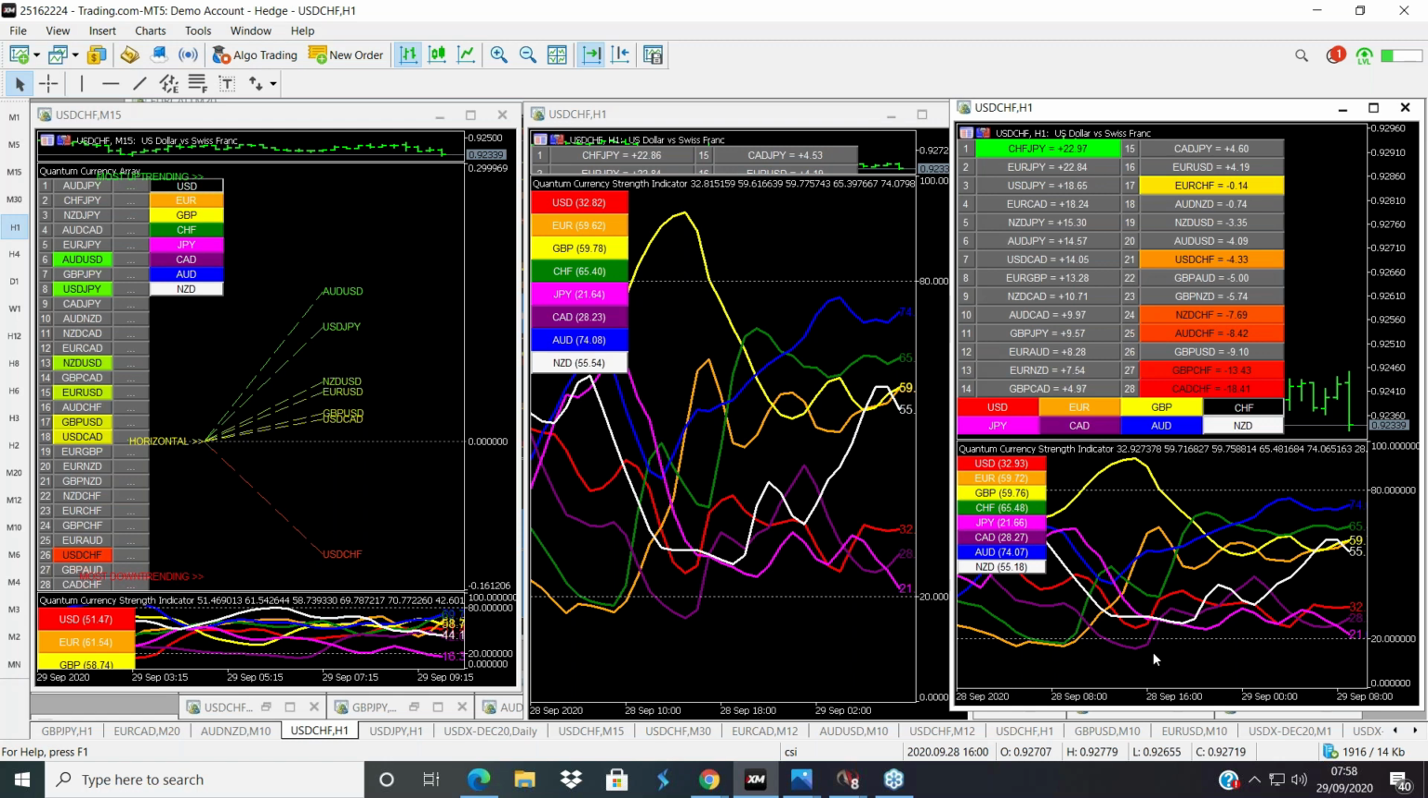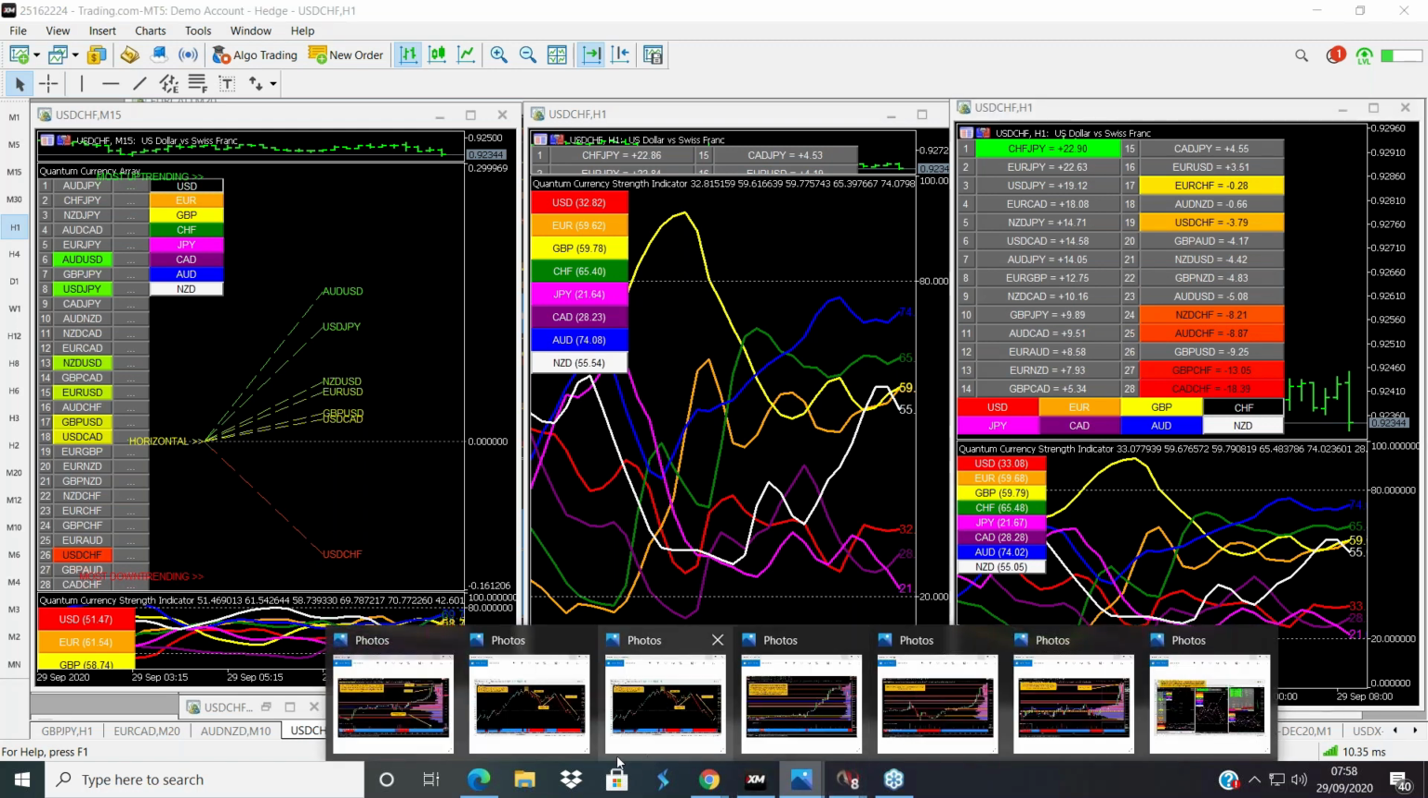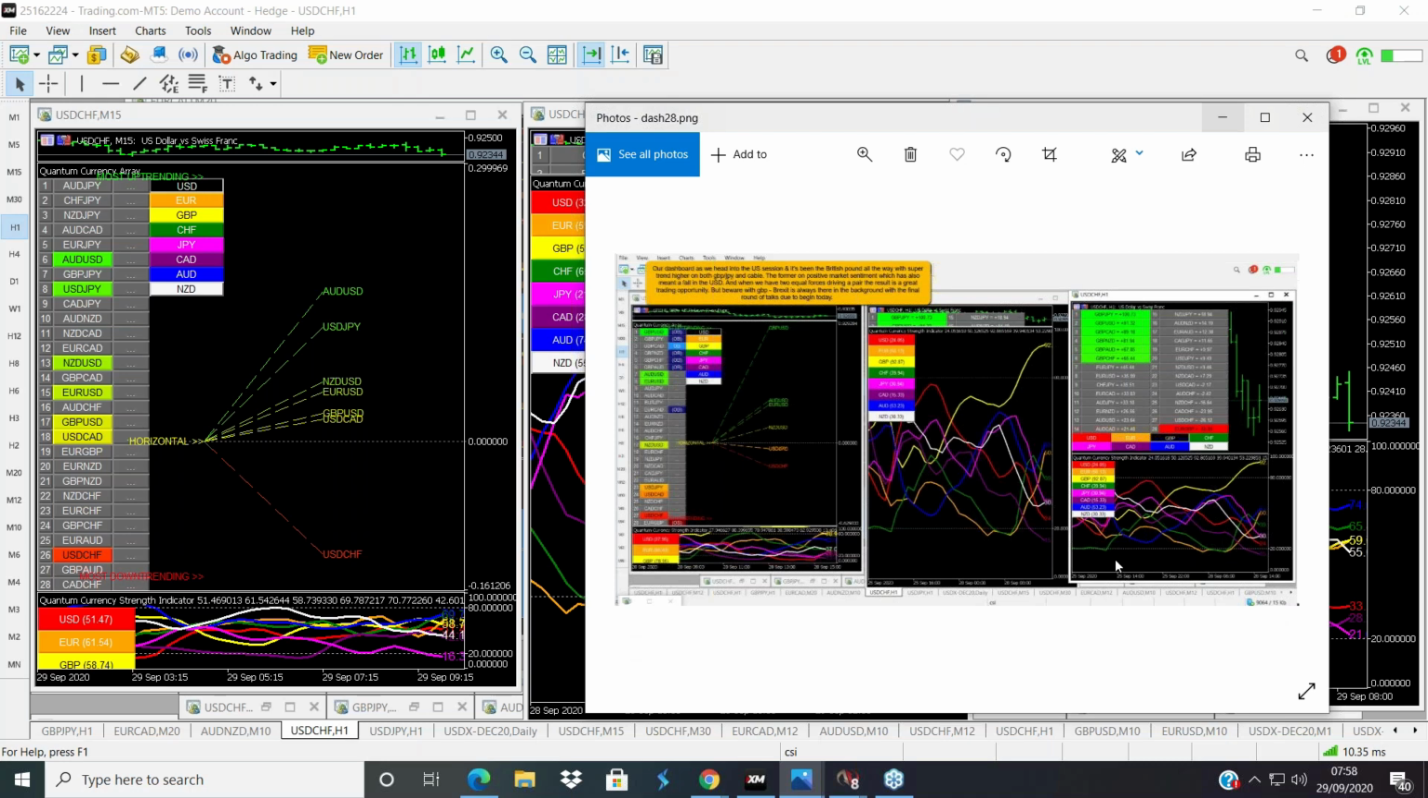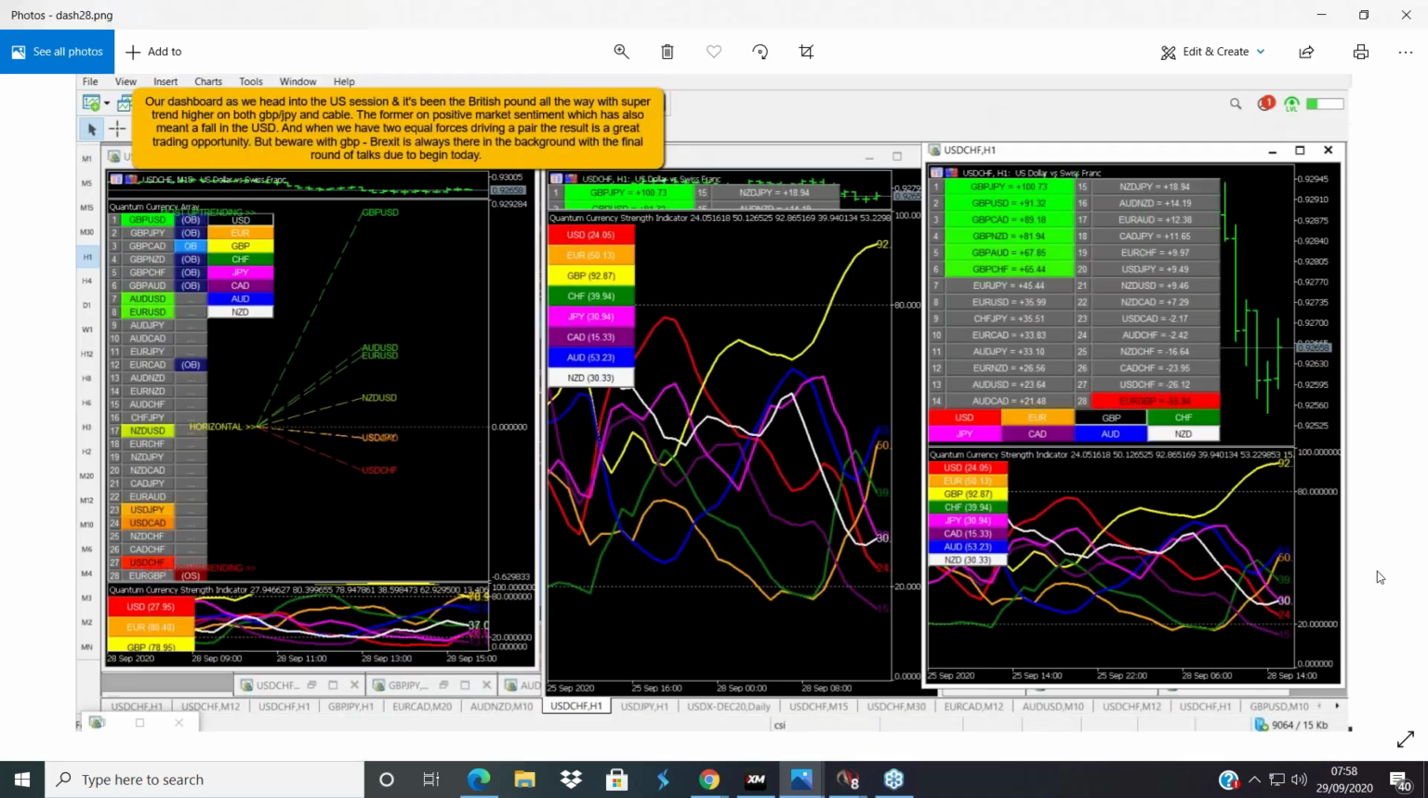The other one is the pound. Obviously, yesterday was a great day for the British pound. Let me just pull it up here. Here we are. This is the dashboard screenshot that I put on my Facebook page. And this is what I mean about yesterday. Compare it with what we have on the CSI today.